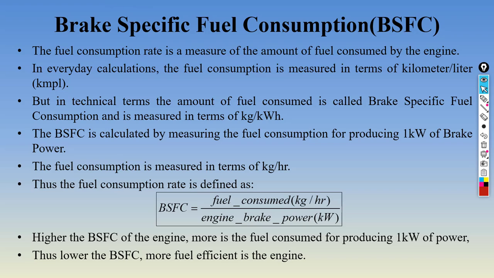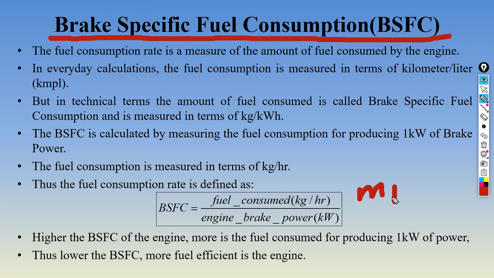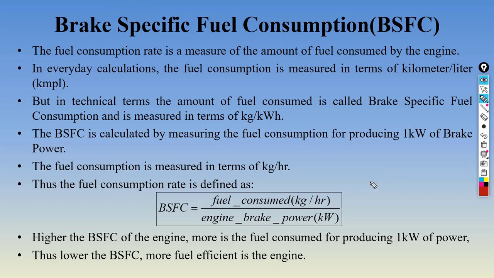After brake mean effective pressure, the next important term that we have to see is brake specific fuel consumption. I have explained this to you in module 3 and module 4 also. Still I will explain it to you again. What is brake specific fuel consumption? In simple words, it is the rate of fuel consumption divided by brake power, that is, mass flow rate of fuel divided by brake power. What is the unit for brake specific fuel consumption? The unit is kg per kilowatt hour. How do we get that?